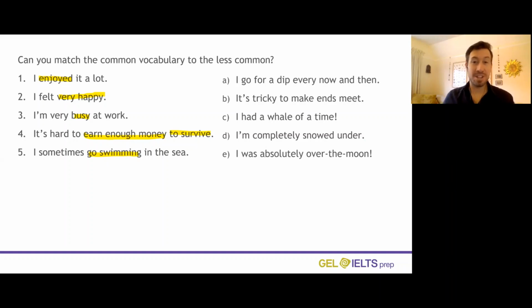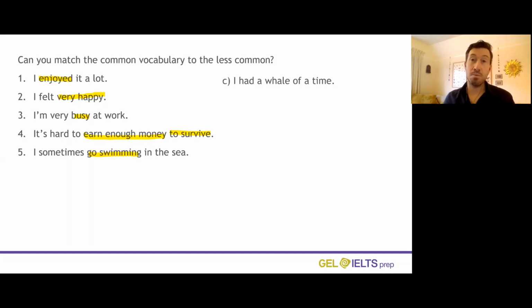Okay, so well, this first one, I enjoyed this a lot. Well, you could say I had a whale of a time. So enjoyed a lot and had a whale of a time, they have the same meaning. I felt very happy. So very happy, I was absolutely over the moon. That means very happy. Again, this is less common vocabulary. Not many people know these phrases.